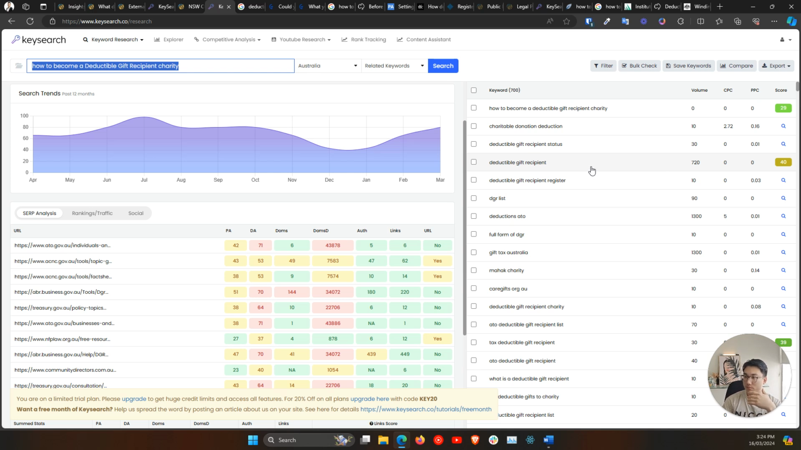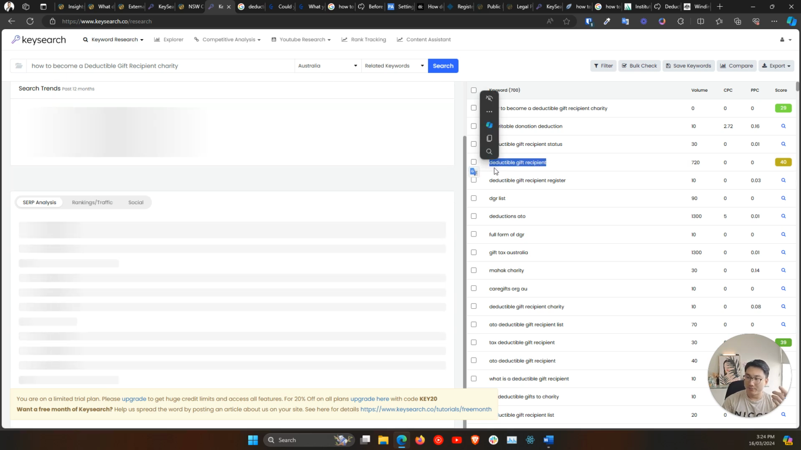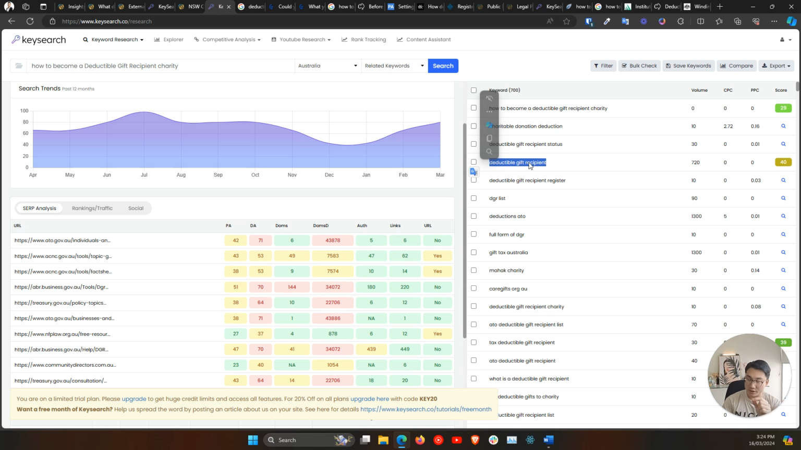So now, because this search term has the highest volume, I'm going to target it. Unfortunately, and this is something you'll need to know as well, this search term is rather broad in terms of why people are searching it. Why are people searching deductible gift recipient? It could be because they don't know what it is. It could be because they've heard of it but don't know what it is. It could be because they've seen it somewhere and want to find out more about how to become a deductible gift recipient as a charity. Those are really the two reasons why.